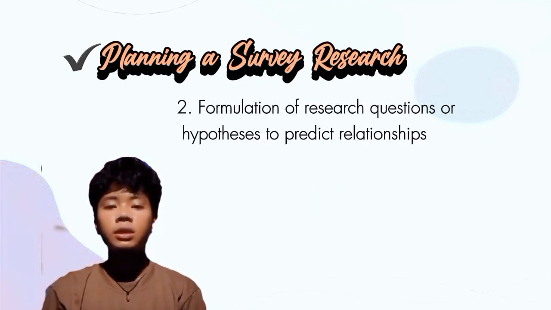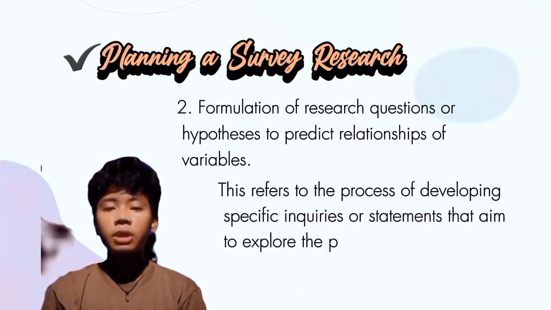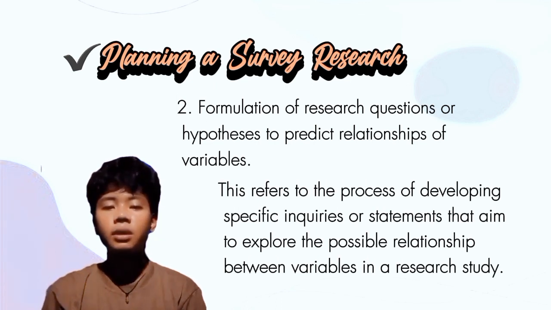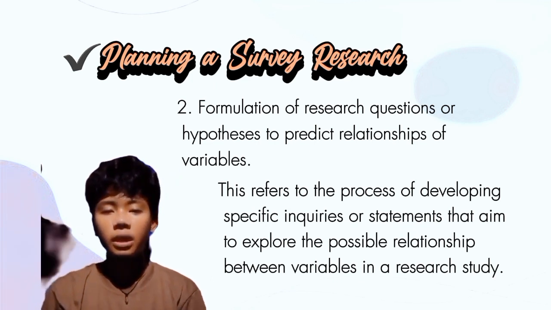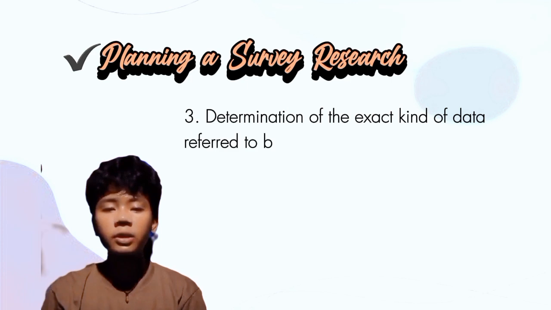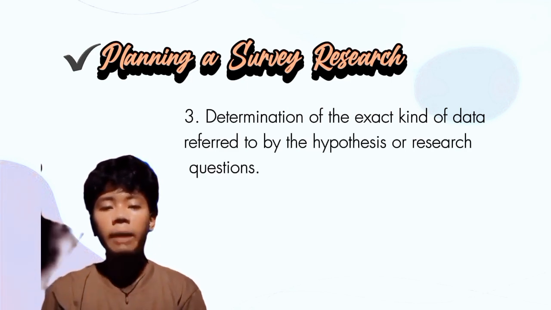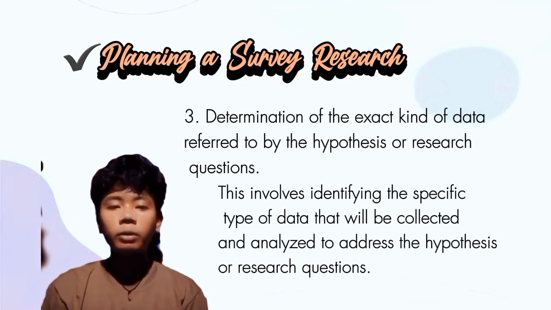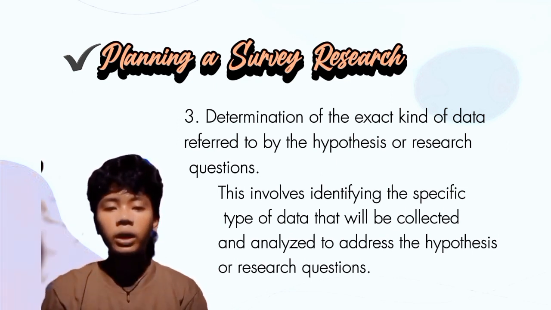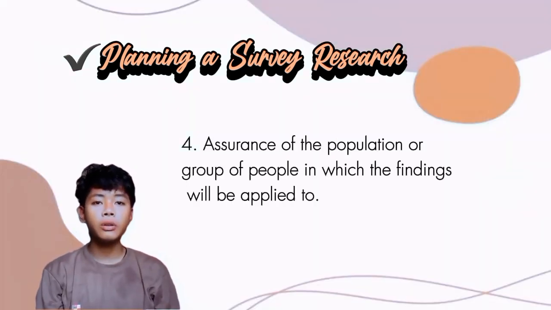Second, formulation of research questions or hypotheses to predict relationship of variables. This refers to the process of developing specific inquiries or statements that aim to explore the possible relationship between variables in a research study. Third, determination of the exact kind of data referred to by the hypothesis or research questions. This involves identifying the specific type of data that will be collected and analyzed to address the hypothesis or research questions. Fourth, assurance of the population or group of people to which the findings will be applied.